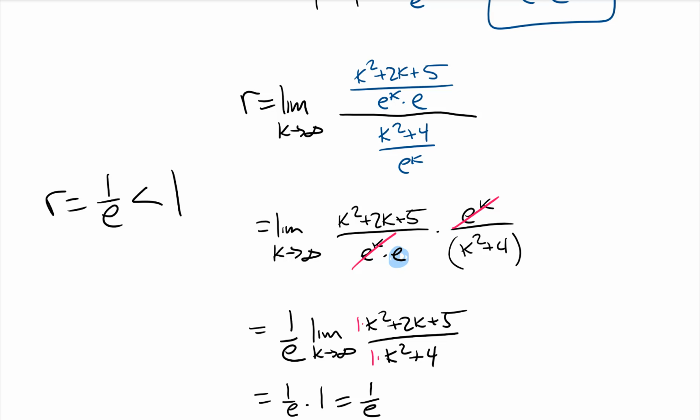1 over e, 1 divided by 2, 1 divided by 3. You know e's in between 2 and 3. It's still less than 1. Therefore, this converges absolutely.